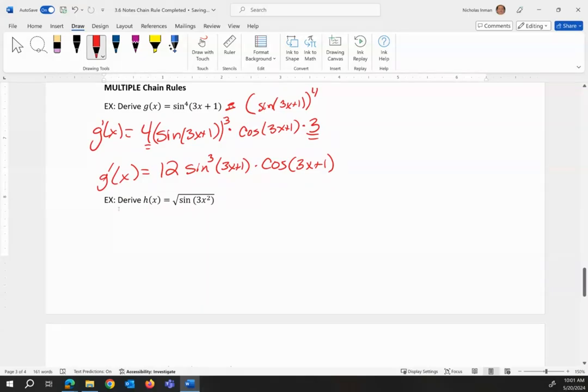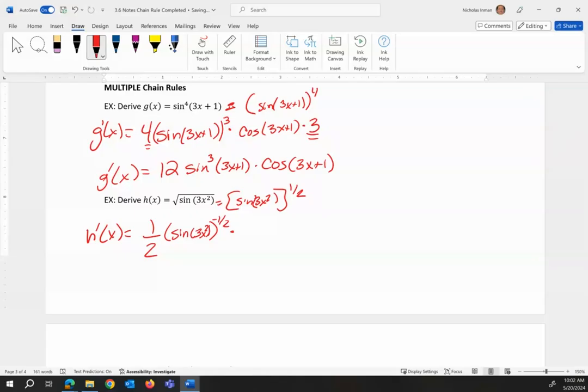All right, the next one, h of x is this. Well, it looks like I have a square root function with a sine inside of it and a 3x squared inside of that. So to do my derivative, I'm going to have to do a power rule. Well, I always want to rewrite the square root as the 1/2 power. So I do this derivative. Power rule times the derivative of the inside, the derivative of sine of 3x squared.